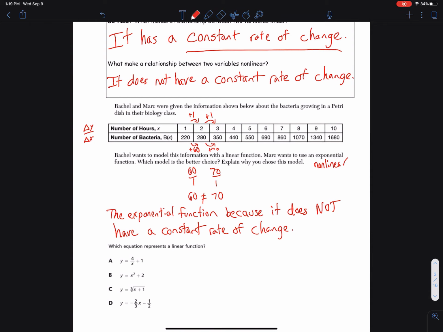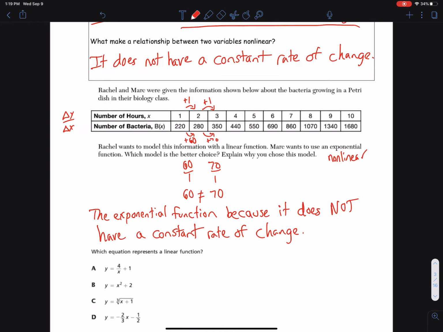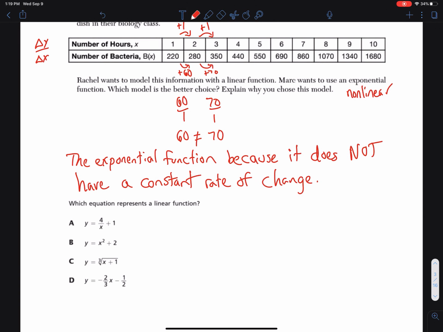Which function below represents a linear function? So let's think of a linear function. We have four different types of equations here. When we think of linear functions, we think of y equals mx plus b, the most common one, the slope-intercept form. Which one here is in slope-intercept form? Look at D. We have y equals m, which is negative 2 over 3, x plus b, which in this case is negative 1/2. So which represents a linear function? The one in y equals mx plus b form, which is choice D. Let's go to the next page.